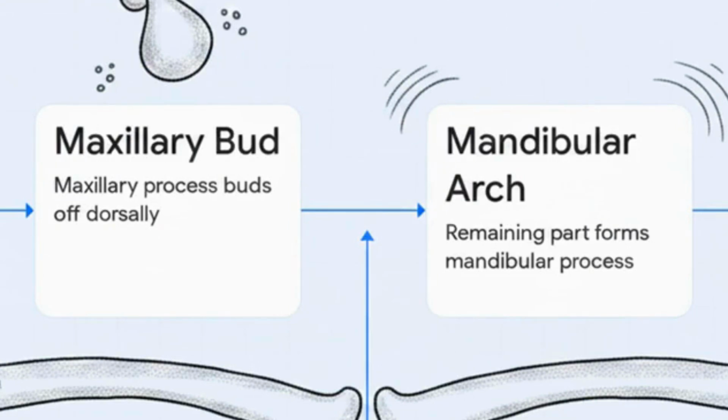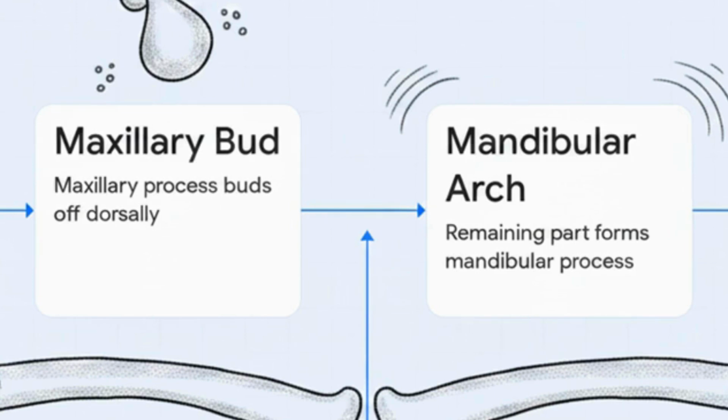So how exactly do we get from a primitive little arch to an actual jaw? Well, as we just established, that first pharyngeal arch forms the lateral wall. But then, from its dorsal, or back end, it gives off this little bud. That's the maxillary process, which buds off and grows cranially to help form the upper jaw. Once that upper bud separates, the main part left over officially becomes the mandibular process.